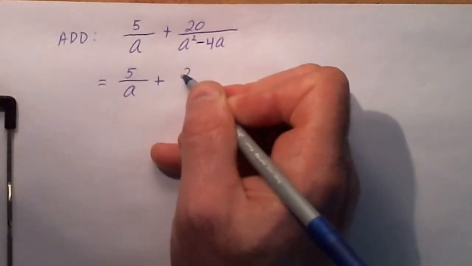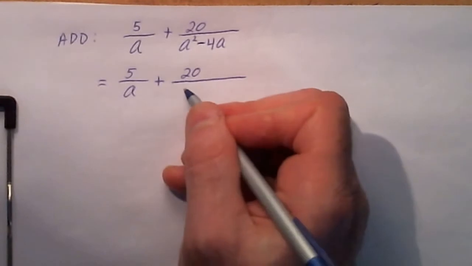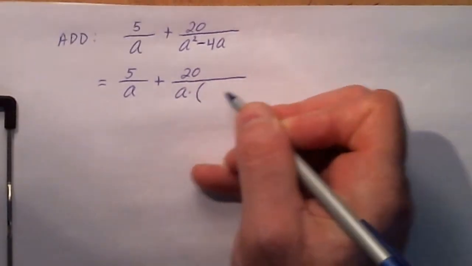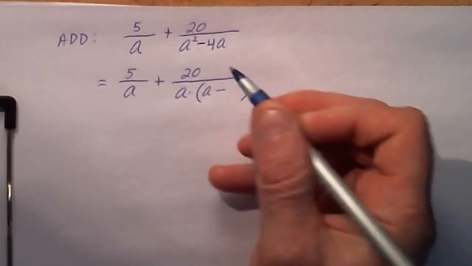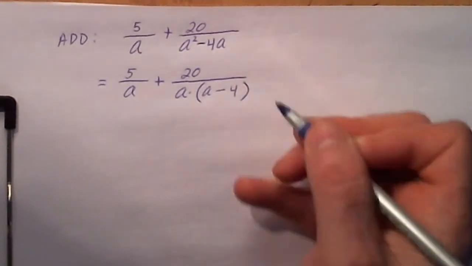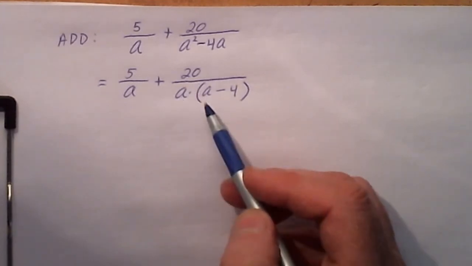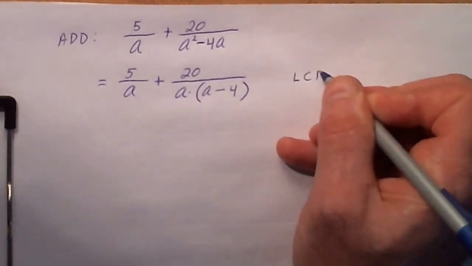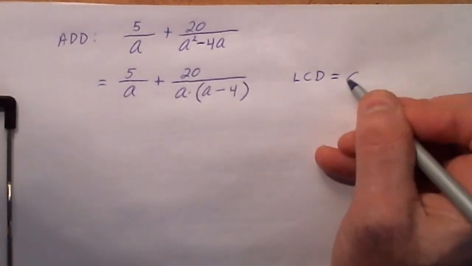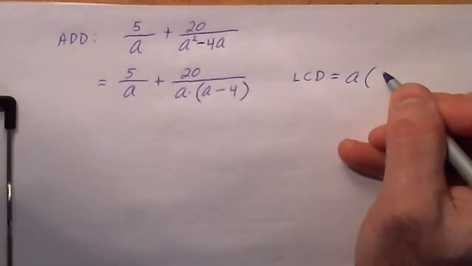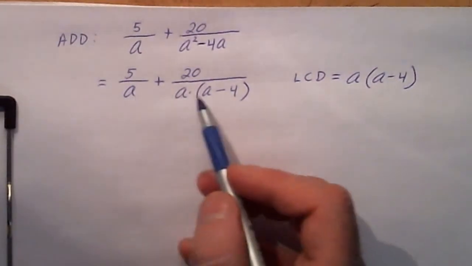To factor the second denominator, we should realize that we can factor an a out of both terms here. So factor the a out, times what do we leave behind in doing so? When you factor an a out of a squared, you leave behind an a, minus when you factor a out of 4a, you leave behind 4. Now this denominator has been completely factored. That being the case, we can now easily put together our least common denominator. Our least common denominator is going to need a factor of a, and it's also going to need the binomial factor of a minus 4. So this would be your least common denominator of both these denominators.